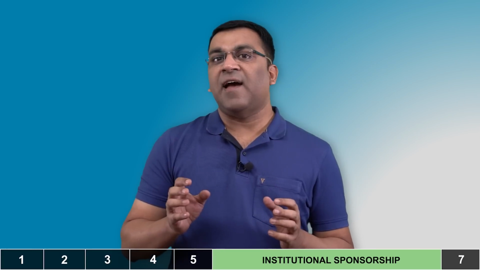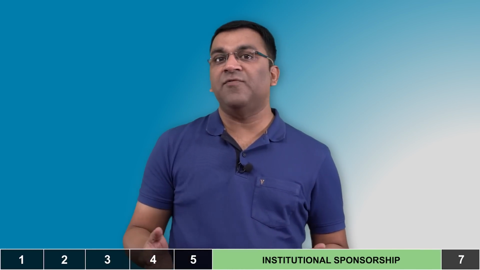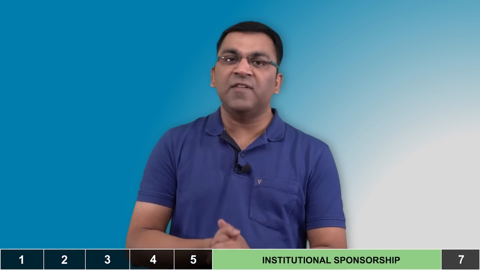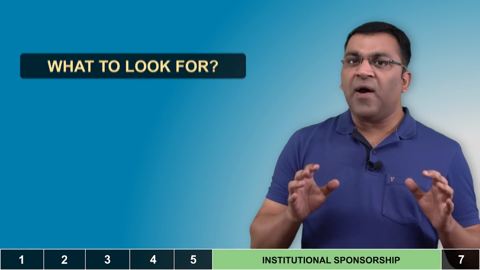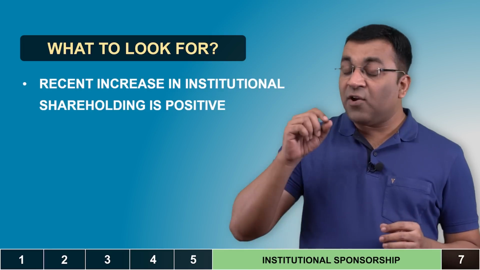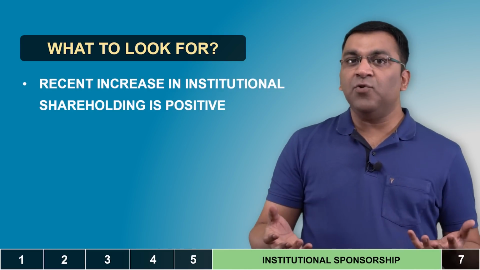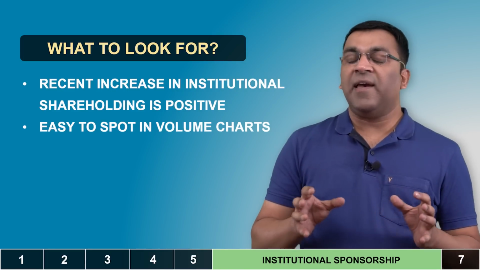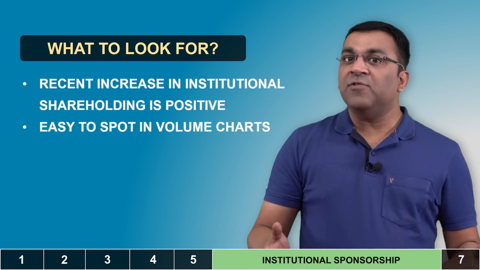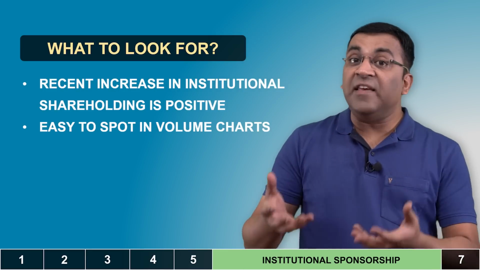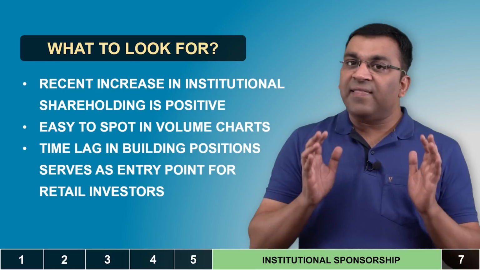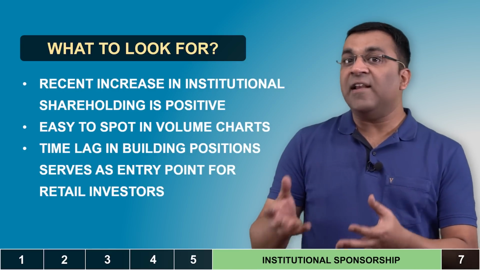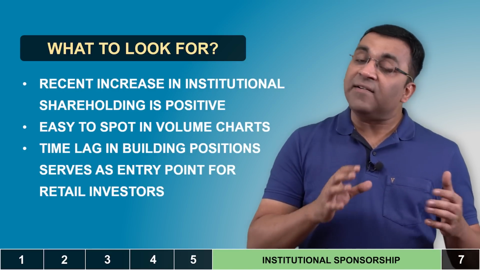The letter I stands for institutional sponsorship. As you might have guessed, we are talking about mutual funds, pension funds, high net worth individuals, insurance companies, etc., who anyways account for a lion's share of the market activity. Now, as a principle, any recent increase in the level of institutional shareholding is generally viewed as a positive factor, and given the size of these deals, it's very easy to spot them by examining the volume charts. What's also true is that it takes these funds weeks, often months, to build their positions, and that serves as an excellent opportunity for the retail investor to enter that stock at an early stage.